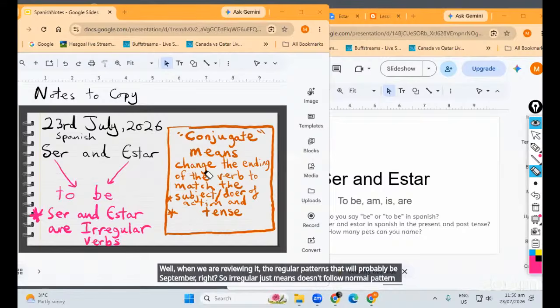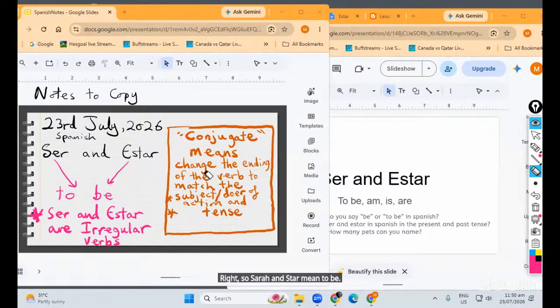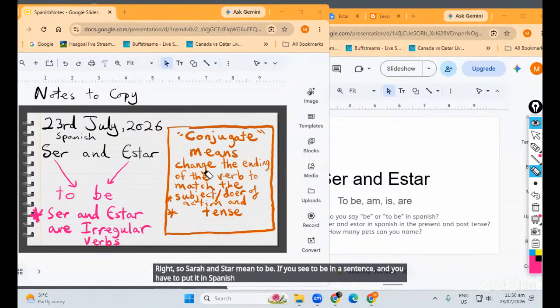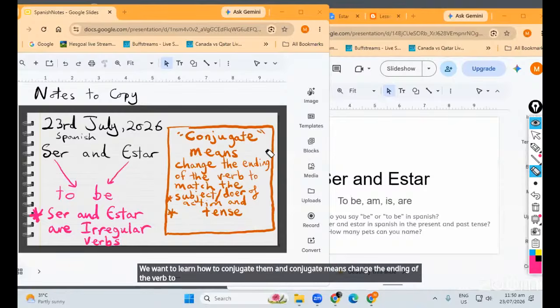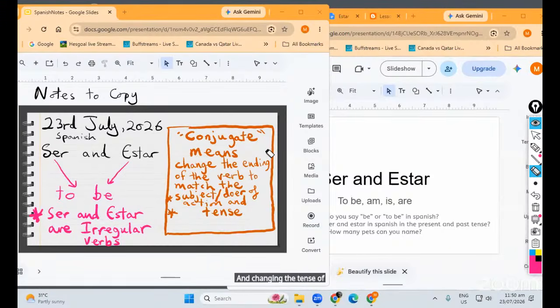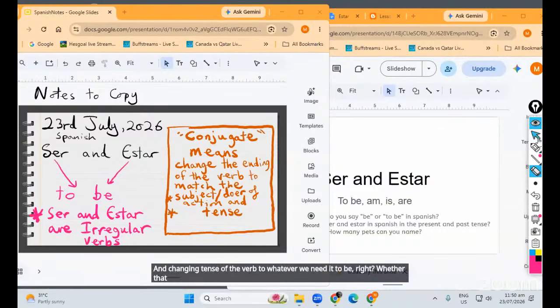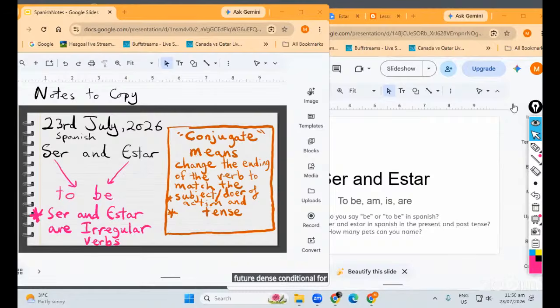Right, so Ser and Estar mean to be. If you see to be in a sentence and you have to put it in Spanish, you have to ask yourself, am I using Ser or am I using Estar? And we're going to go into which is which just now. We want to learn how to conjugate them, and conjugate means change the ending of the verb to match who is doing the action, the subject of the sentence, the doer of the action, and change the tense of the verb to whatever we need it to be, whether that's present tense, past tense, future tense, conditional. For our purposes, present tense.